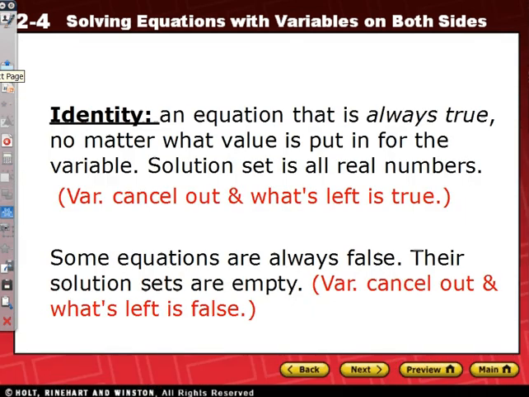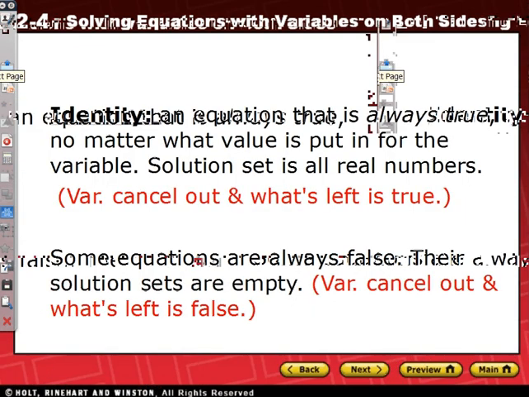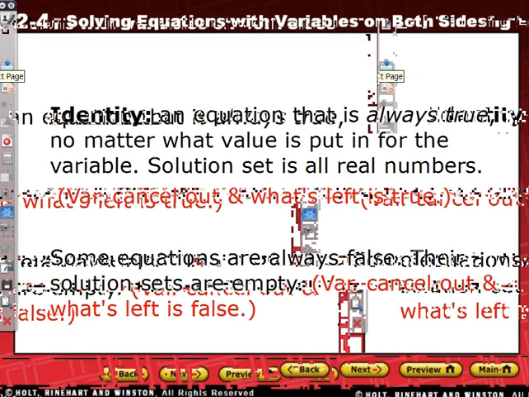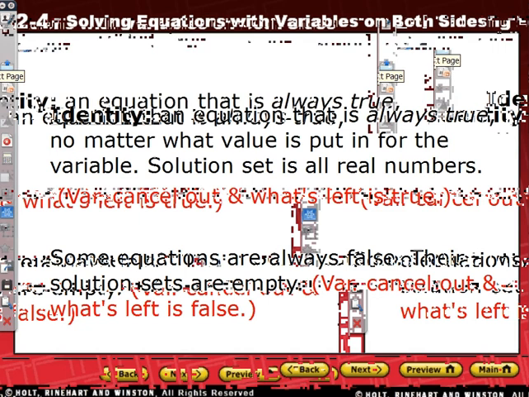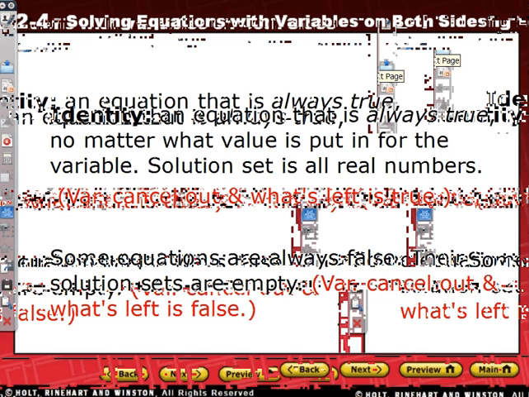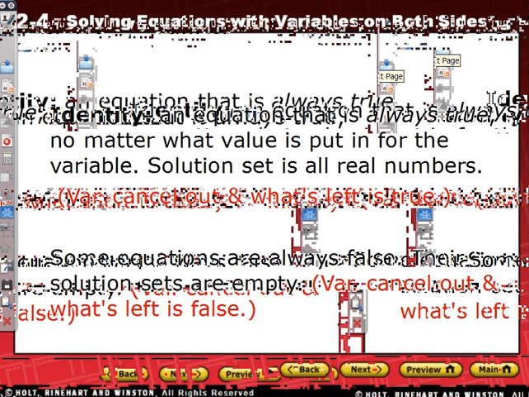Well, let's move on to the identity. And there is a place for this up in your vocabulary section. An identity is an equation that is always true. Always true, no matter what value is put in for the variable. Okay? We say that the solution set for those problems is all real numbers. What that looks like in practice is that your variables cancel out, and what's left over is true.